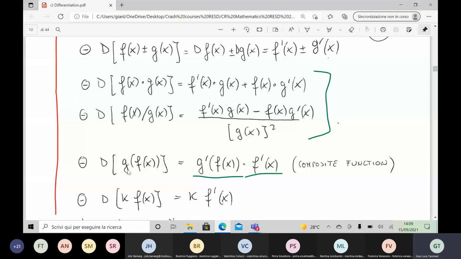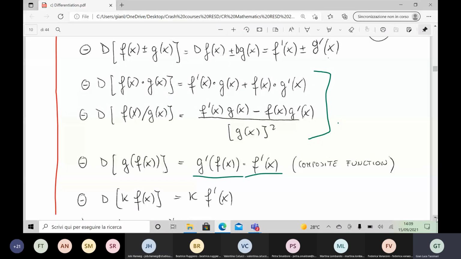So the derivative of the function g evaluated at f of x times the derivative of the inner function, f prime of x. So you have the derivative of the outer function evaluated at f of x times the derivative of the inner function. This is the composite function rule of differentiation.